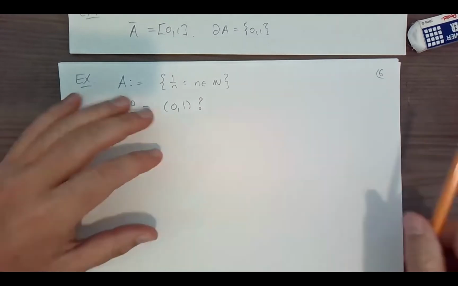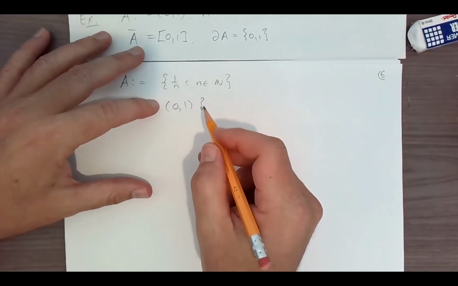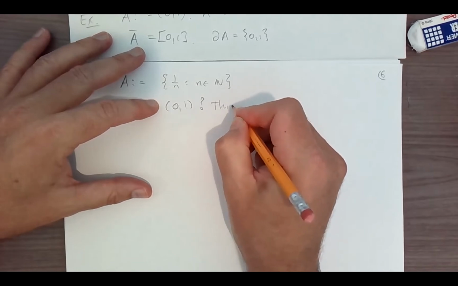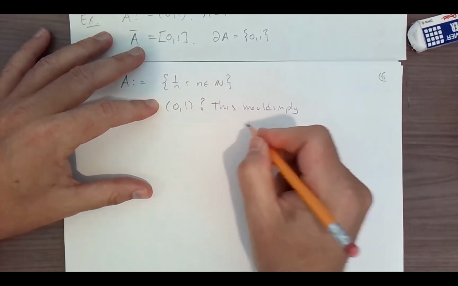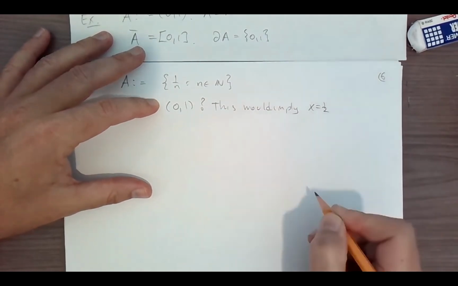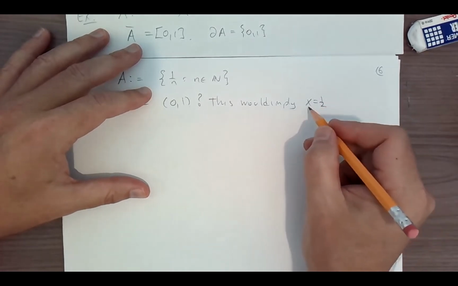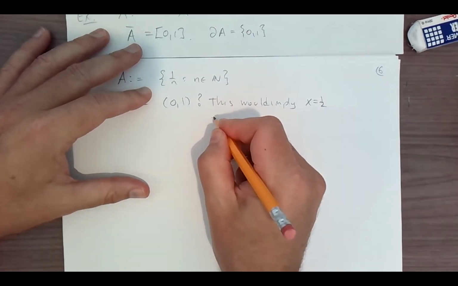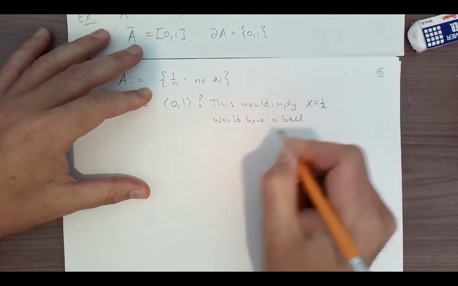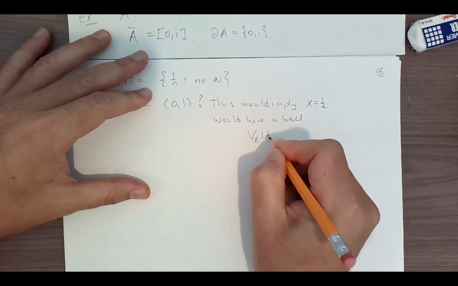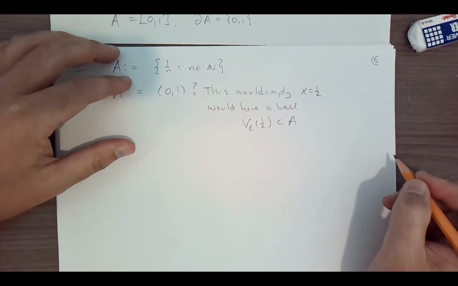Well, I don't think so, right? So if this is true, then this would imply, if I take x to be a half, that x equal to half would have a ball. So say the epsilon ball of a half, that would be inside A.